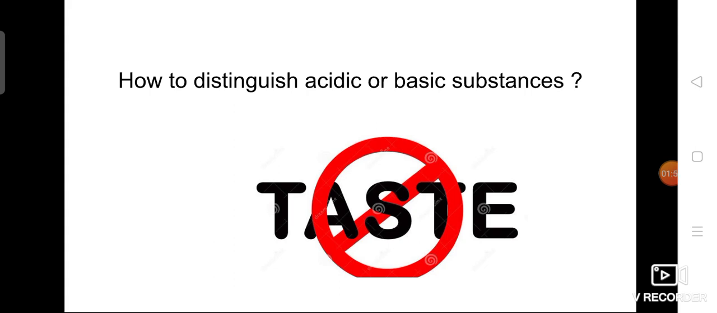Why am I saying without taste? Because some of the substances may be harmful. We don't know the exact composition. If you think that tasting the substance is an option, that can be risky as well, because the substance may be extremely poisonous, or it will spoil our body. So it is not advised to taste an unknown substance. Now we have to choose an alternate way that helps us distinguish acidic and basic substances.